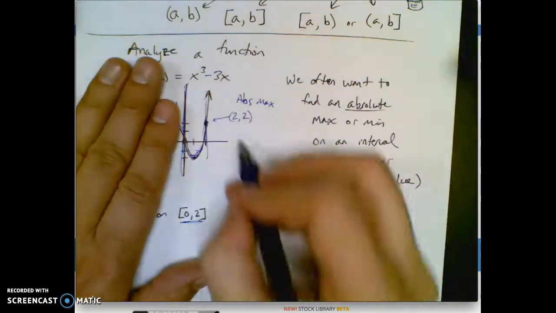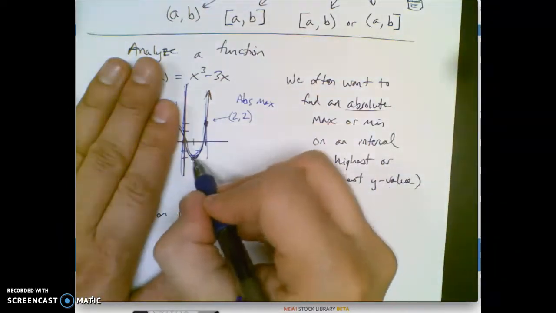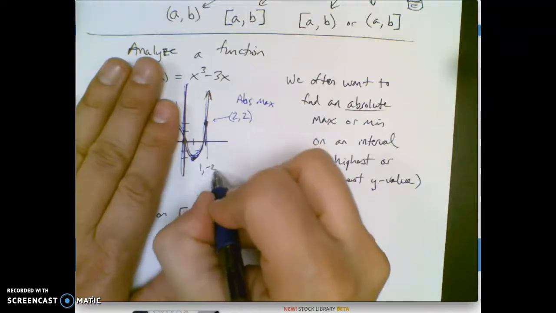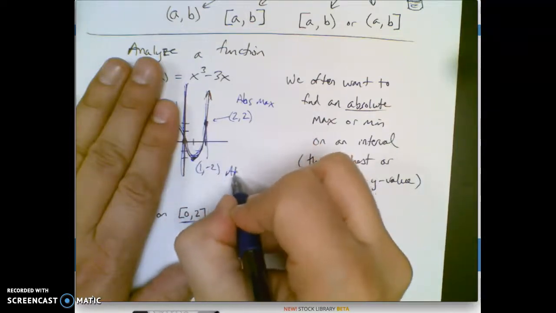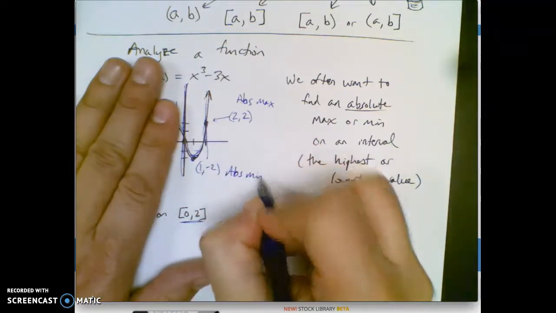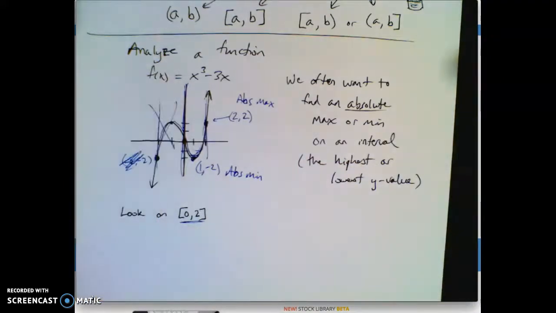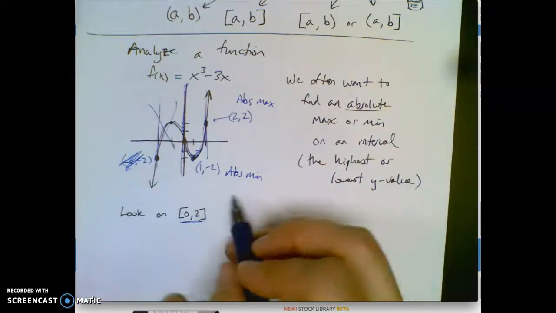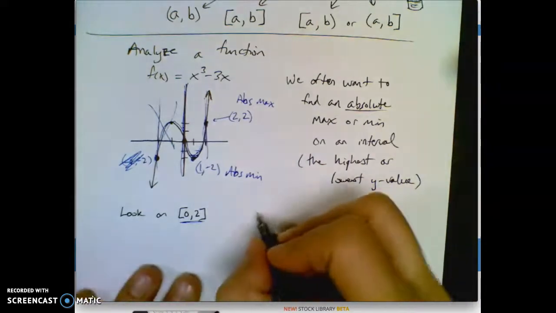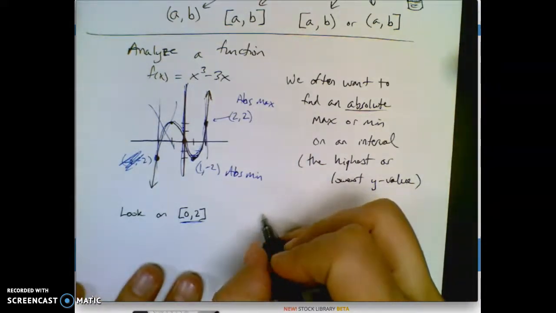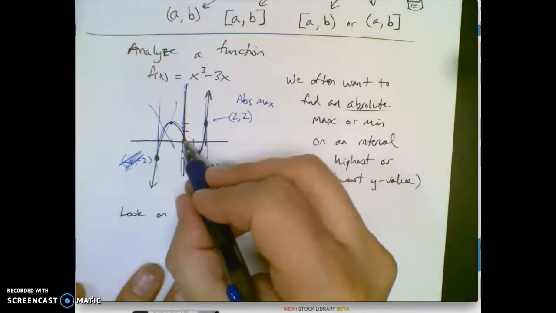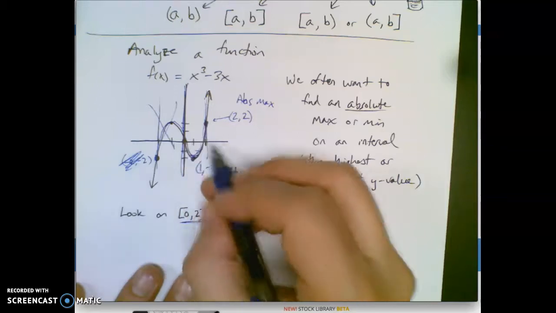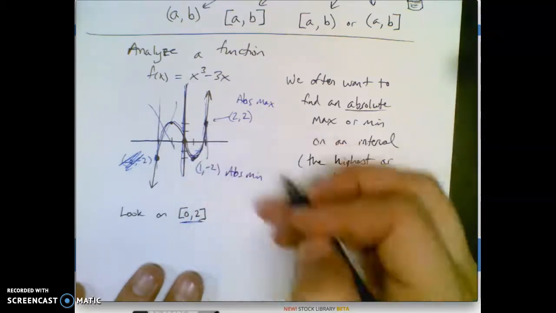My very lowest point is down here. This is at 1, -2. That's my absolute min. Basically, the only places max and mins happen are where your graph changes direction from going down to up or at an endpoint.